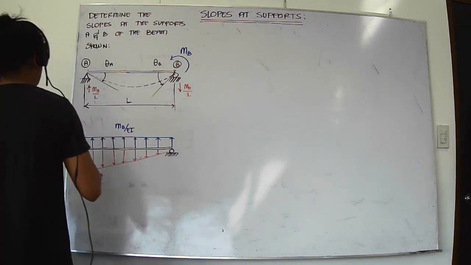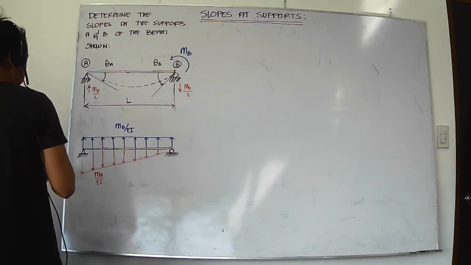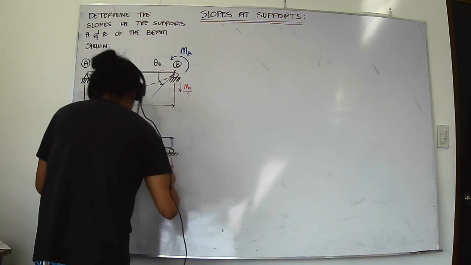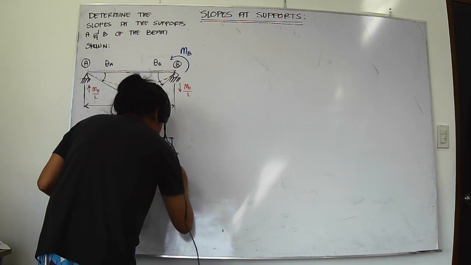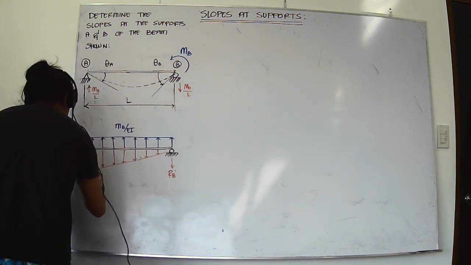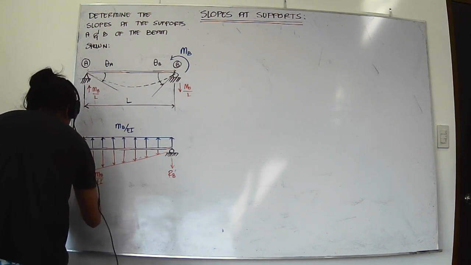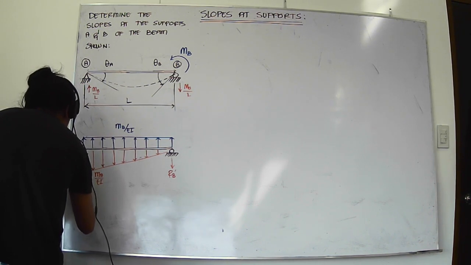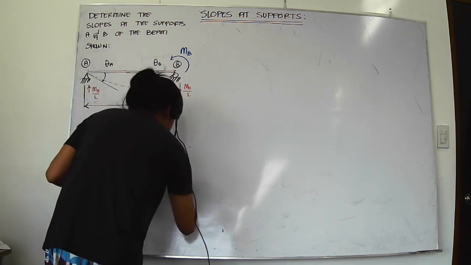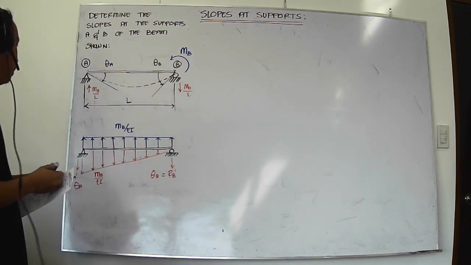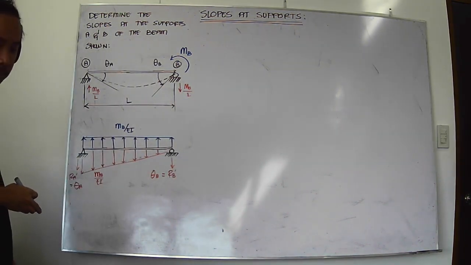Now, let's try to assume the directions. I can assume that this one is going down, okay? So this is RB prime, and this is our RA prime, okay? In which RA prime is equal to theta A, and RB prime is equal to theta B. So we have something like this. This is our conjugate beam.